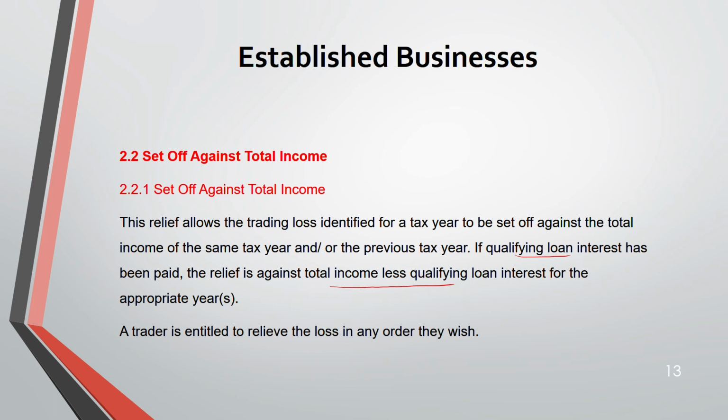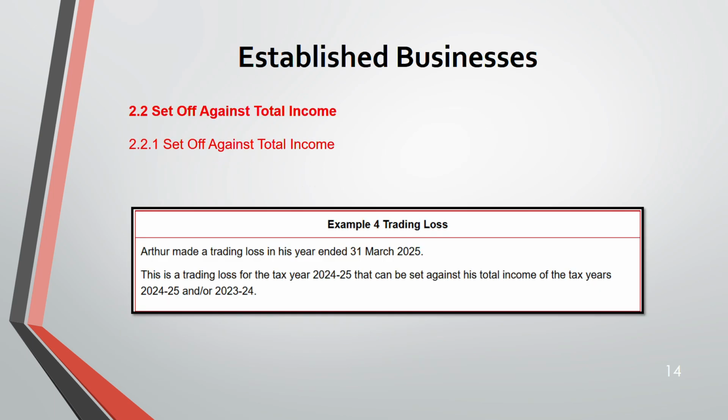Now, in any order you can get the relief. It's your wish. So example 4. Arthur is having a trading loss. Year ended is this. You don't have to apportion anything. Now this trading loss can be set off against his total income in the tax years 24-25 or 23-24, in the current tax year or in the previous tax year. This is current, this is previous.